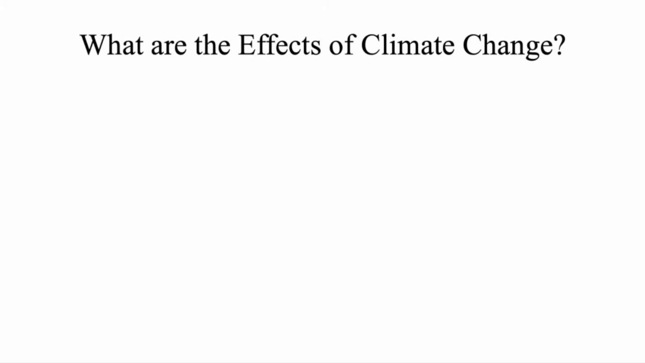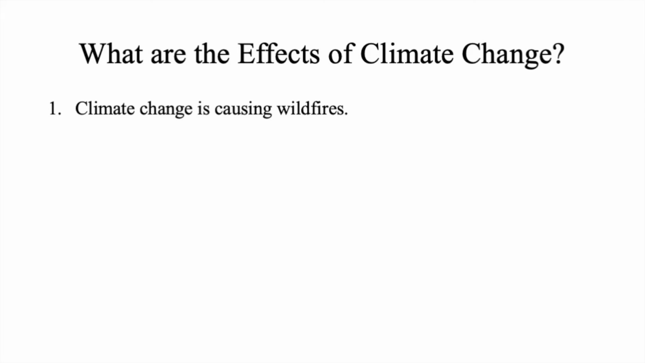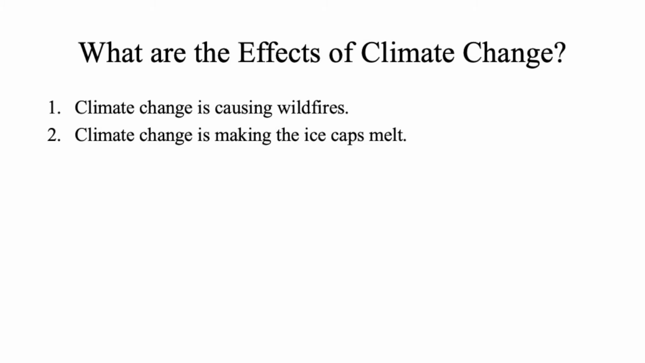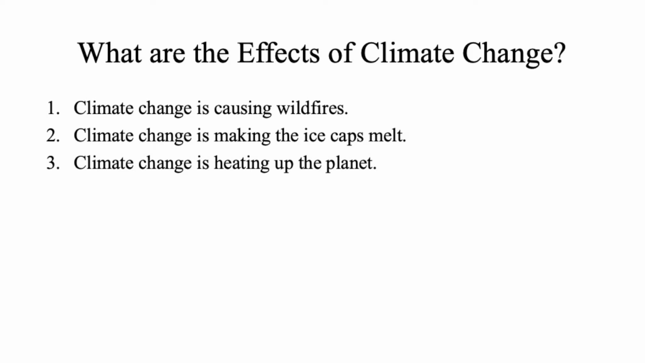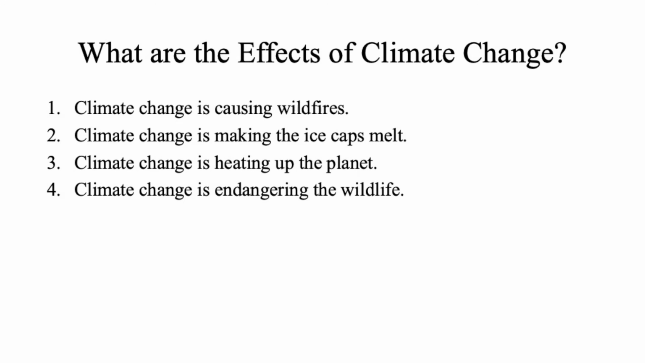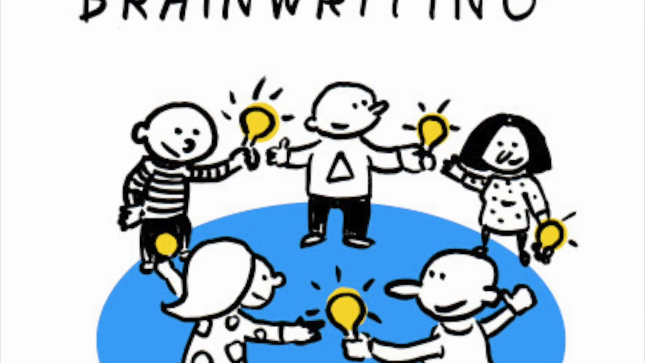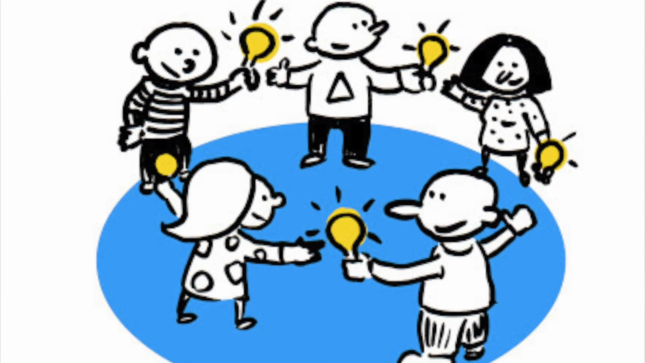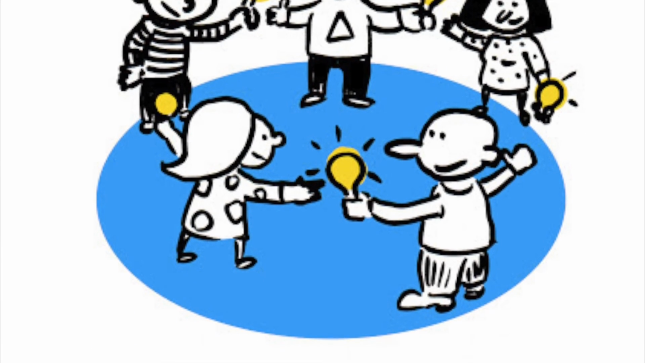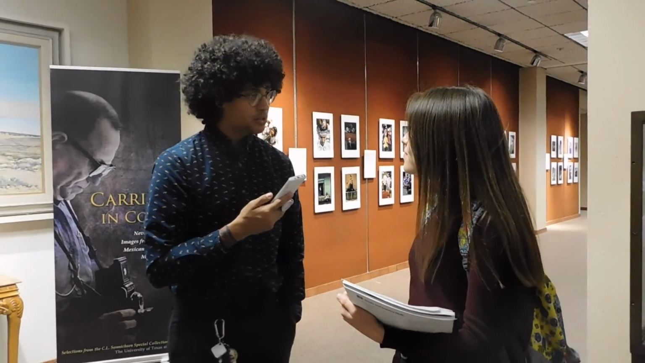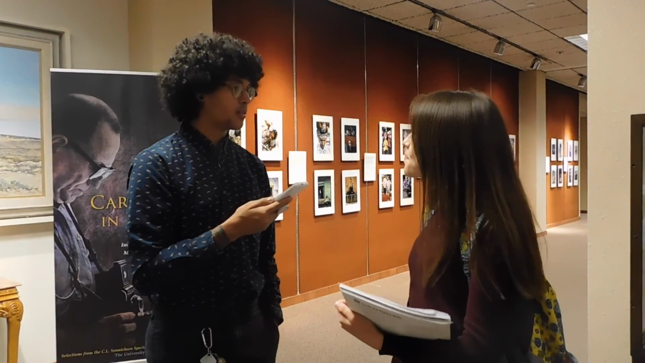For example, the teacher could talk about climate change. The students will then voice their ideas to be written on the board. Climate change causes wildfires. Climate change is causing the ice caps to melt. Climate change is heating up the planet. Climate change is endangering the wildlife. From this, we branch off with our groups and take the ideas of the entire class and use them to brainstorm our essays. Wow, I never thought brainstorming could be made with the class working together.